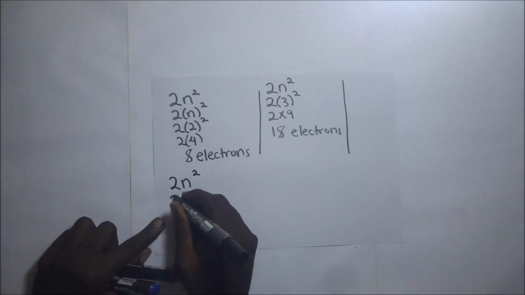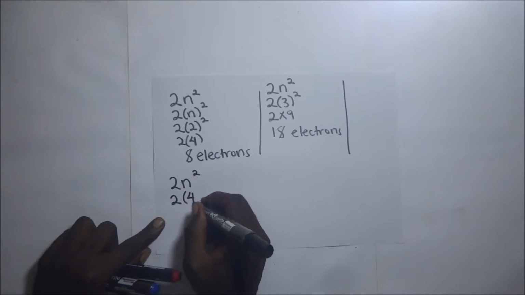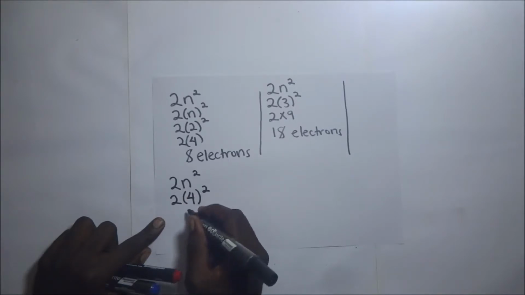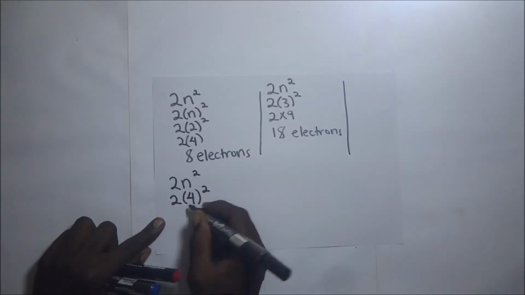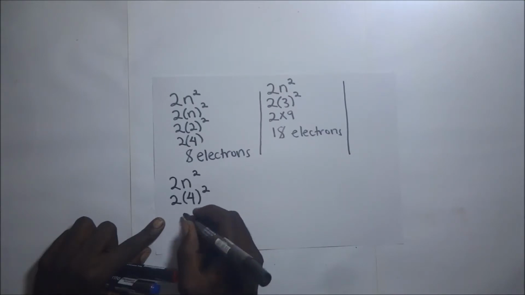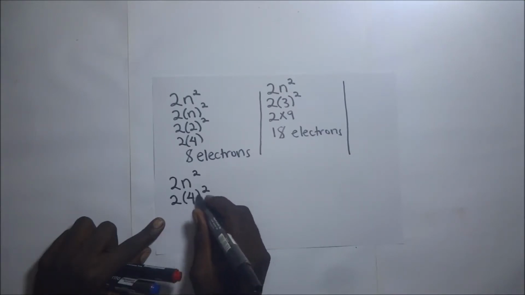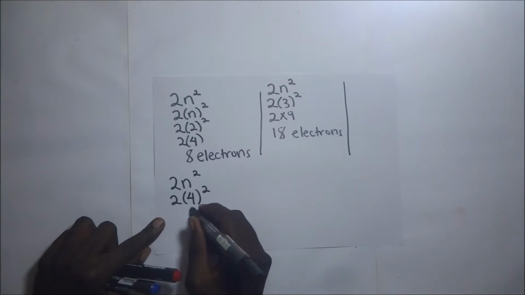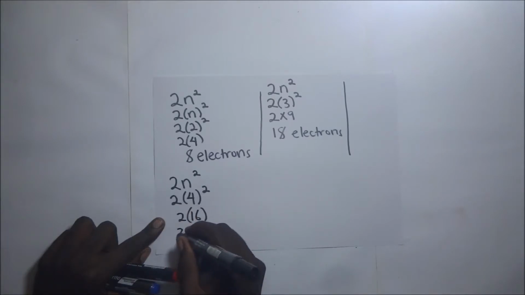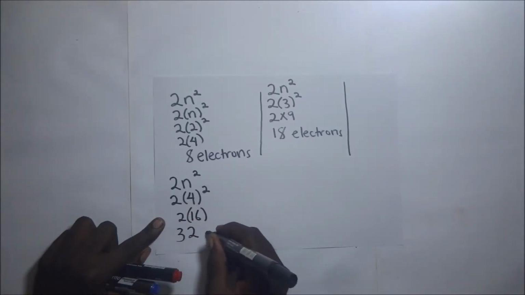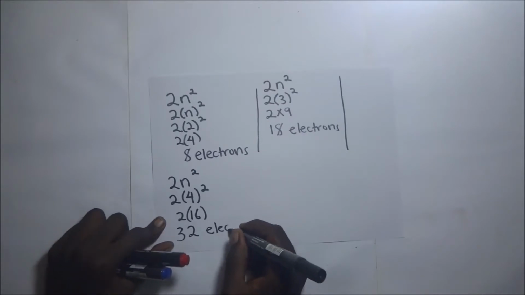But for the fourth energy level, the principal quantum number is 4, meaning the fourth energy level can carry a maximum of, because 4 squared is 16, then times this 2, meaning the fourth energy level can carry a maximum of 32 electrons.